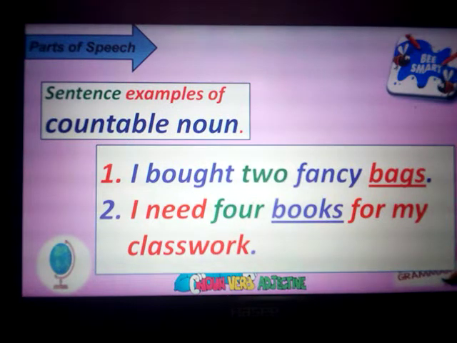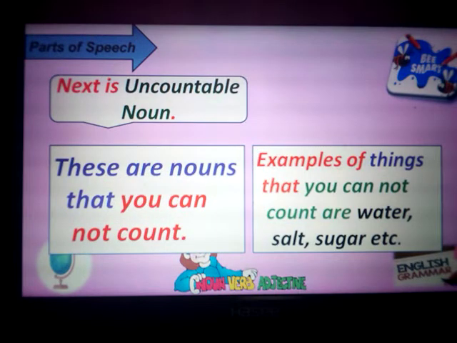Now, sentence examples of countable nouns. Number one, I bought 2 fancy bags. Bags can be counted. Number two, I need 4 books for my classroom. Books can also be counted. Good. Now, uncountable nouns. That's the opposite of countable nouns. You cannot count them. I can mention things that we cannot count, like water, salt, sugar, etc.